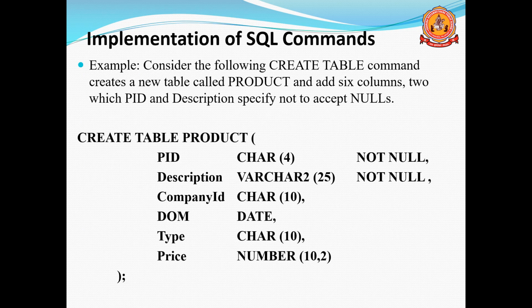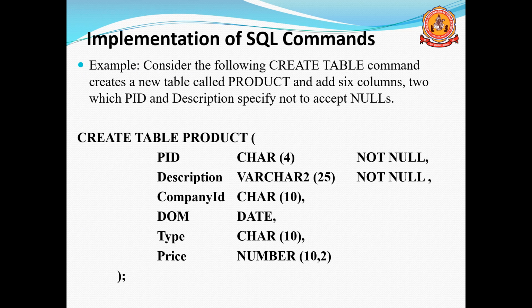Here you can see two columns, and we are checking those 2 columns. Remember, product is a table. That table contains 6 columns, and in that, 2 columns should be not null values. See here, example.